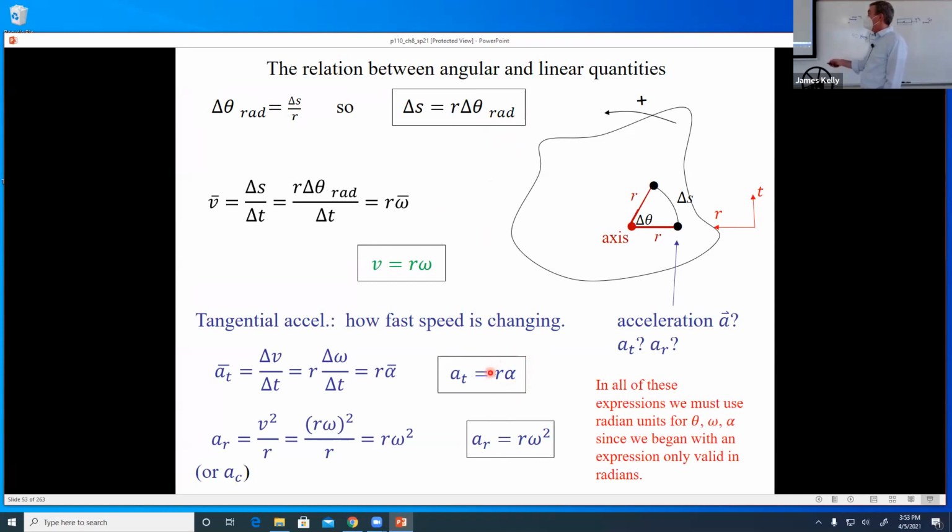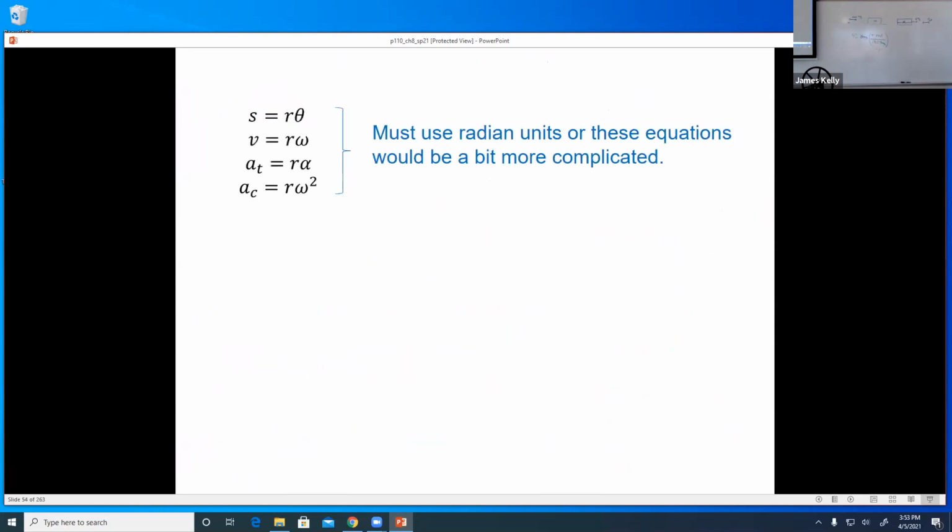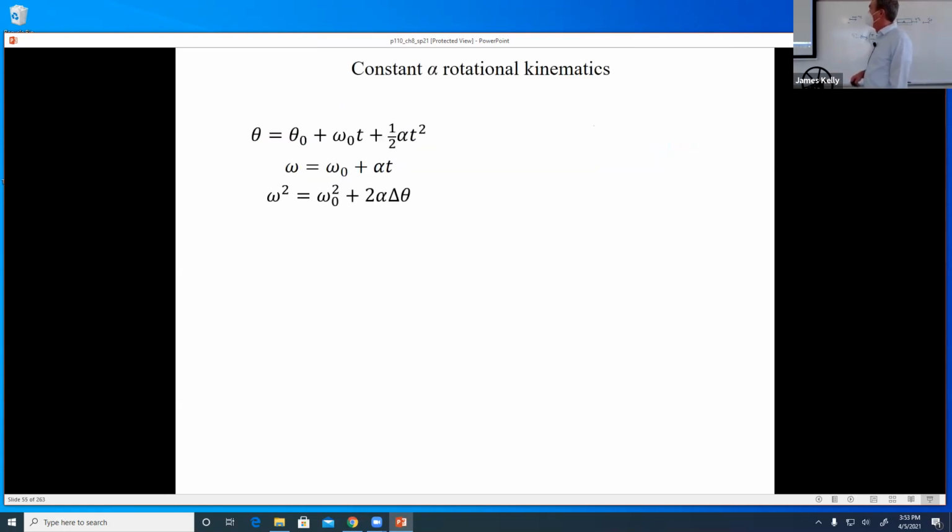This alpha, which would have SI units of radians per second squared, you can't put it in degrees per second squared, or this equation isn't quite right. We'd have to modify it with an extra number in it, essentially to change units. All four of those, you could write them for degrees, but they'd just be a bit more complicated, and people like the minimalist versions.